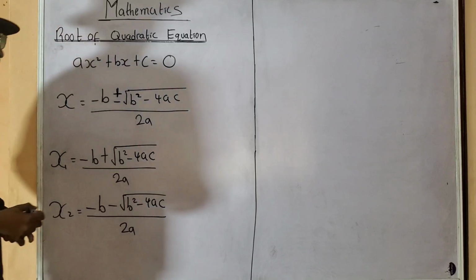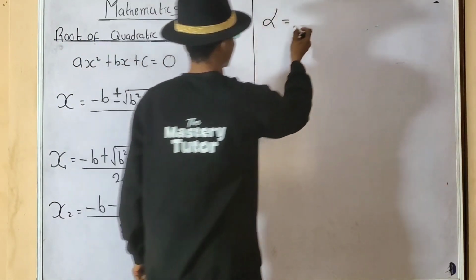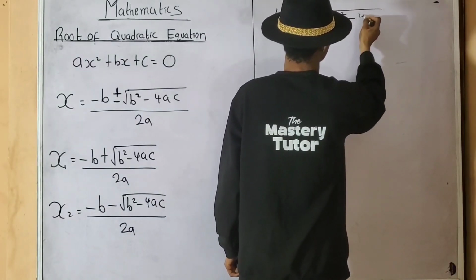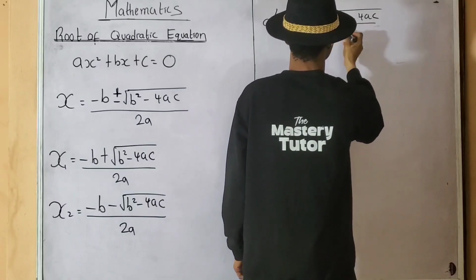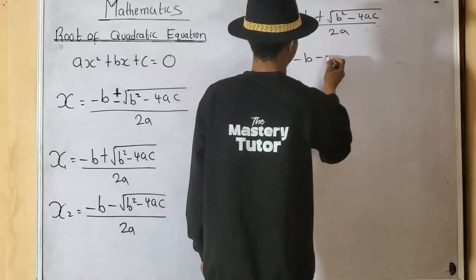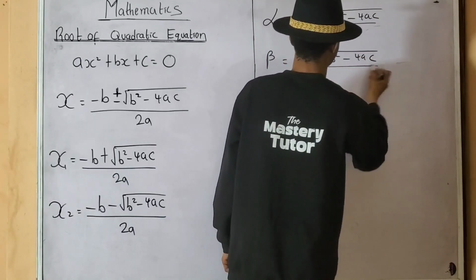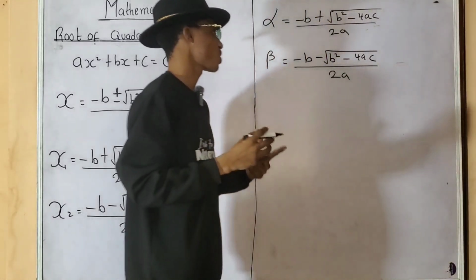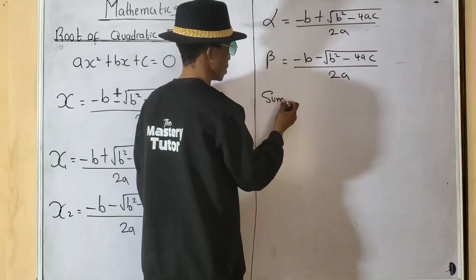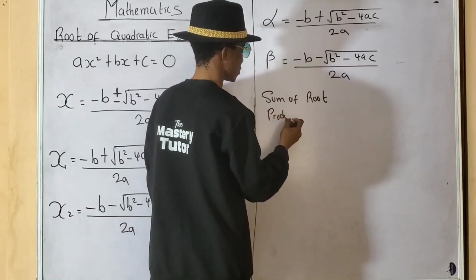Are you following? Okay, let's say alpha equals minus b plus the square root of b squared minus 4ac, all over 2a. And then beta equals the other root, which is minus b minus the square root of b squared minus 4ac, all over 2a.